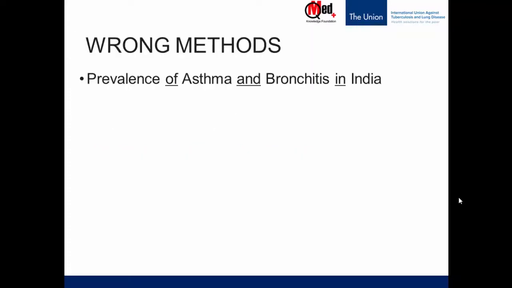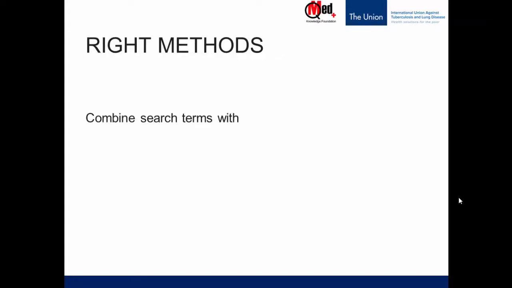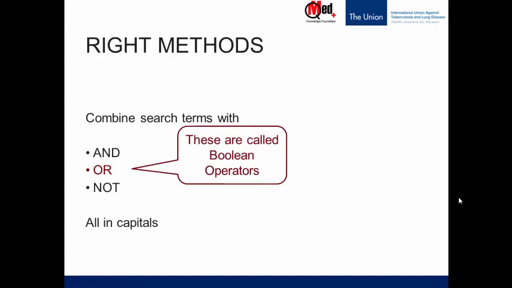The wrong method of combining search terms is like this, where the words we underline, they could be prepositions or conjunctions, they are completely ignored by the search engine in PubMed. So, the right method is to combine search terms with AND, OR, NOT. These 3 terms are compulsory to be typed in capitals and they are called Boolean operators.